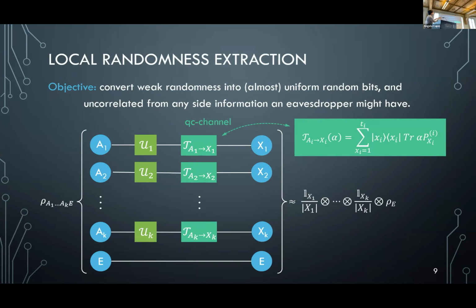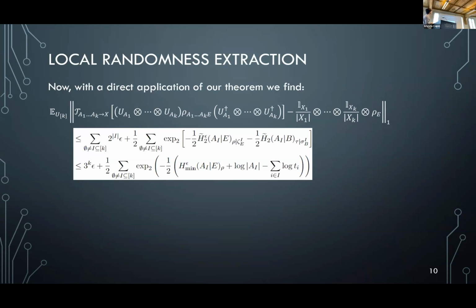These are random bits, uniform random bits, uncorrelated from any side information we might have. So this is exactly what we want to do. Just by direct application of our theorem, this is exactly what we had before. We have this first bound, and now we want to see under which conditions we can make this bound arbitrarily small, meaning that we have achieved, with arbitrary precision, a certain amount of randomness.